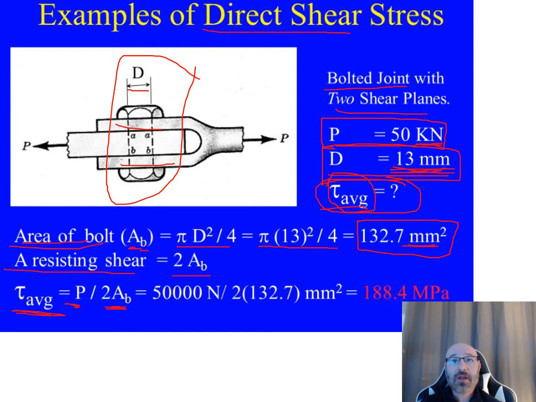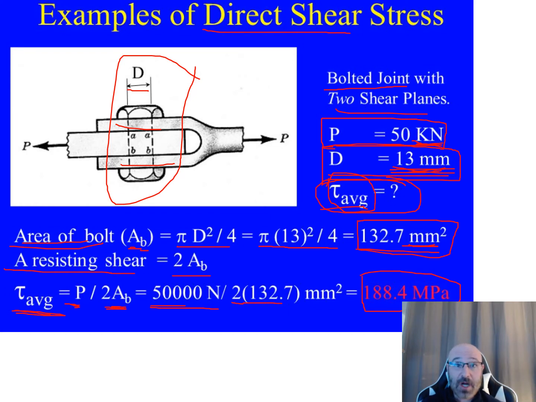And we can plug that in. Now, this is 50 kilonewtons. We convert that to newtons. It's 50,000 newtons, all over 2 times the area that we've just calculated up above of 132.7 millimeters. We can plug that in, and if we do our unit conversion correctly, we end up with a value for our average shear stress of 188.4 megapascals. Now there's a lot we can do with that information.